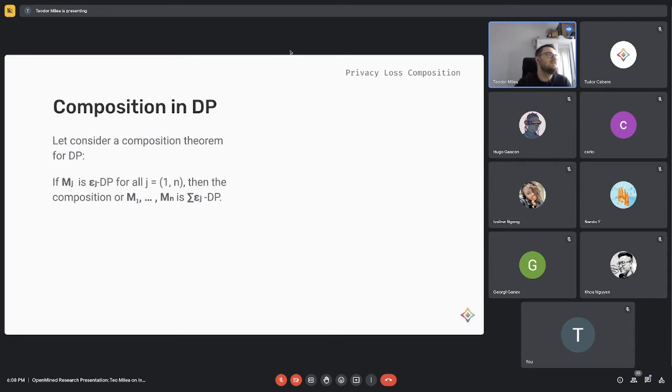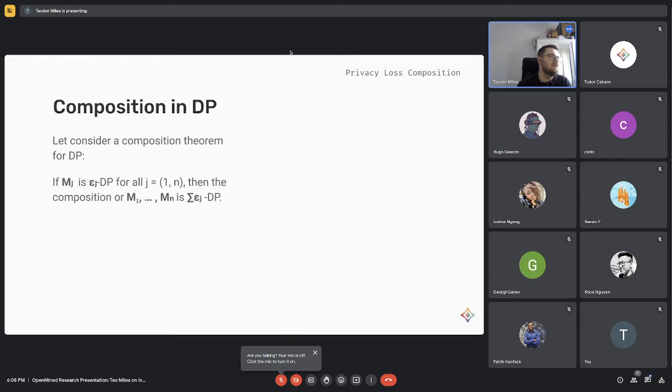So if we go about a composition theorem in DP, most of them would look something like that. We can have a mechanism M_j. If we say that M_j is epsilon_j DP for all j's between 1 and n, then their composition, the final algorithm, is a sum over j of epsilon_j DP.